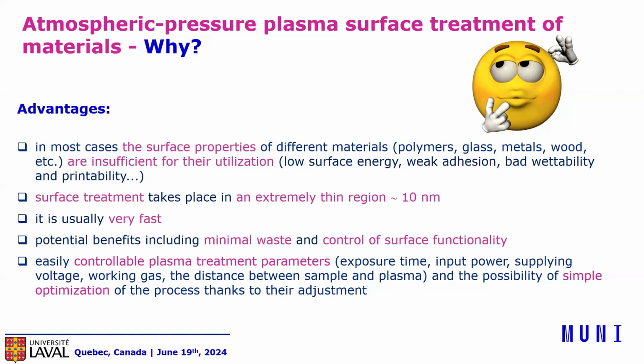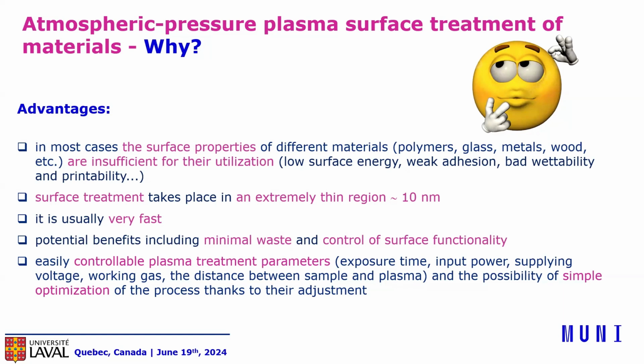The main advantage of plasma technology is that if we use plasma for the surface treatment of material, we can treat different materials, for example, polymers, glass, metals, wood. And the treatment takes place only in an extremely thin region, about 10 nanometers. So we rank this technology among nanotechnologies. This treatment is usually very fast because it is carried out at atmospheric pressure, so there is no need to make a vacuum in chambers or vacuum systems. Potential benefits also include minimal waste and control of surface functionality.